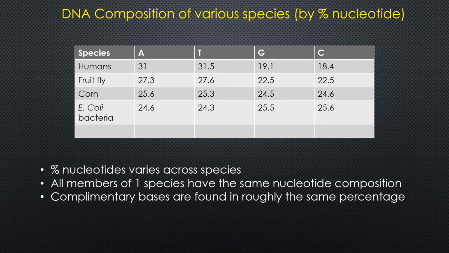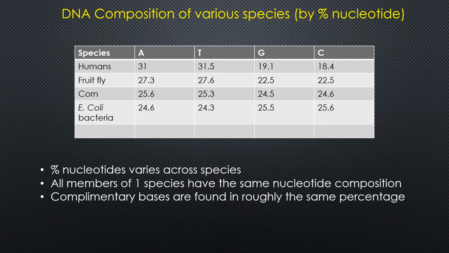So when I have up here DNA composition of various species by percent nucleotide, that percent nucleotide is based on the base within that nucleotide. So that's what you're looking at on this particular chart. If we look at humans, they have about 31% adenine, 31.5% thymine. So clearly we can see how those are paired well. And for guanine, we have 19.1 and cytosine about 18.4.